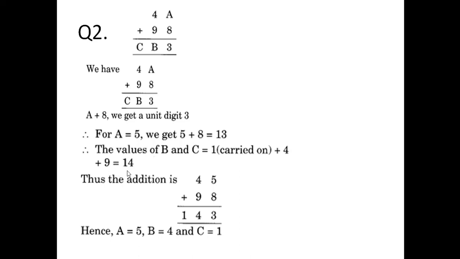Then coming to b and c, 1 is carried over because 13 means that 1 will be carried over, right? So that 1 carried plus 4 plus 9, which is already there in the question. So 4 plus 9 plus 1 equals 14. So 4 is b and 1 is c, correct? So a equals 5, b equals 4 and c equals 1. Understood?